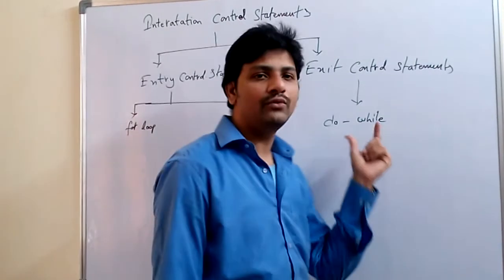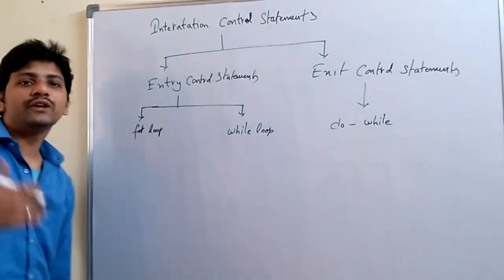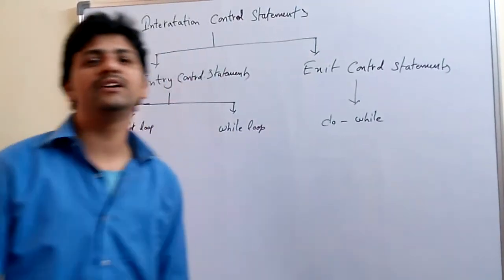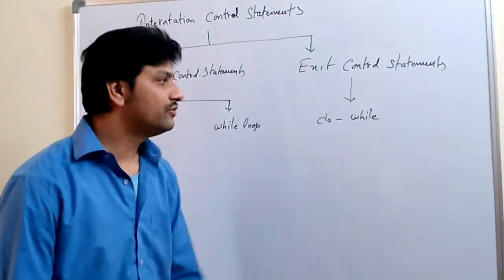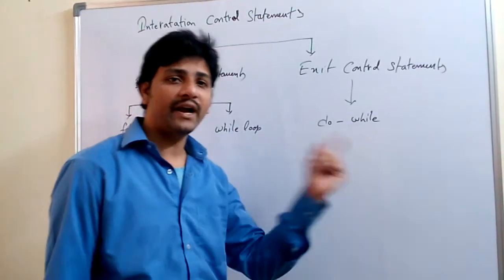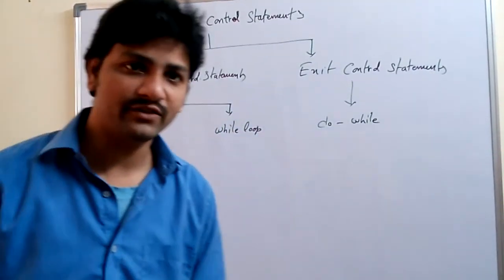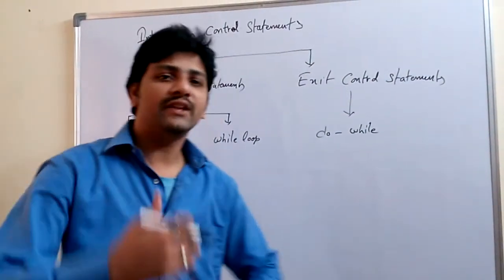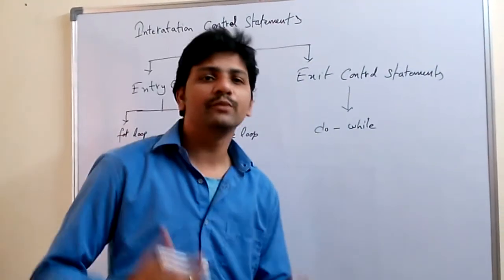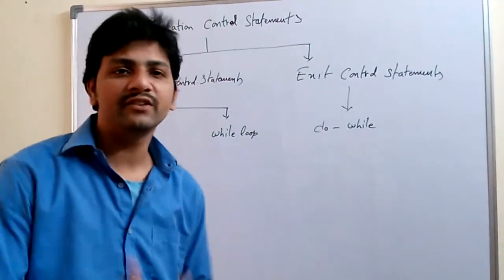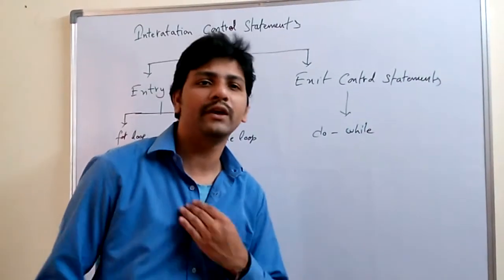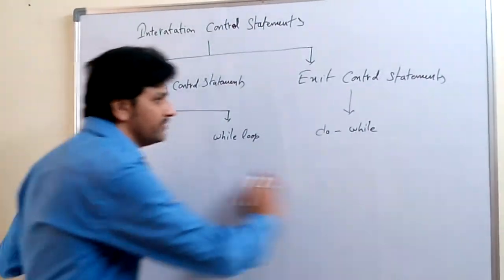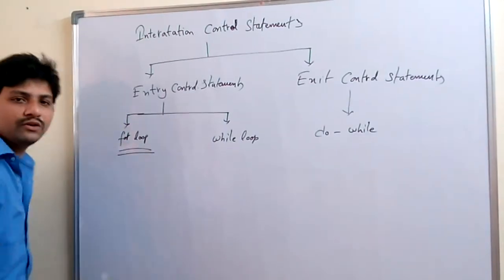And next, coming to do while. In do while, it first executes the statements, and after that it checks the condition. That means the first time, it executes the set of statements, and from the next time onwards, it checks the condition. If the condition is satisfied, then once again it comes to the do and executes the statements. Okay, I will give you clarity regarding all these things. First we are going to learn about the for loop.